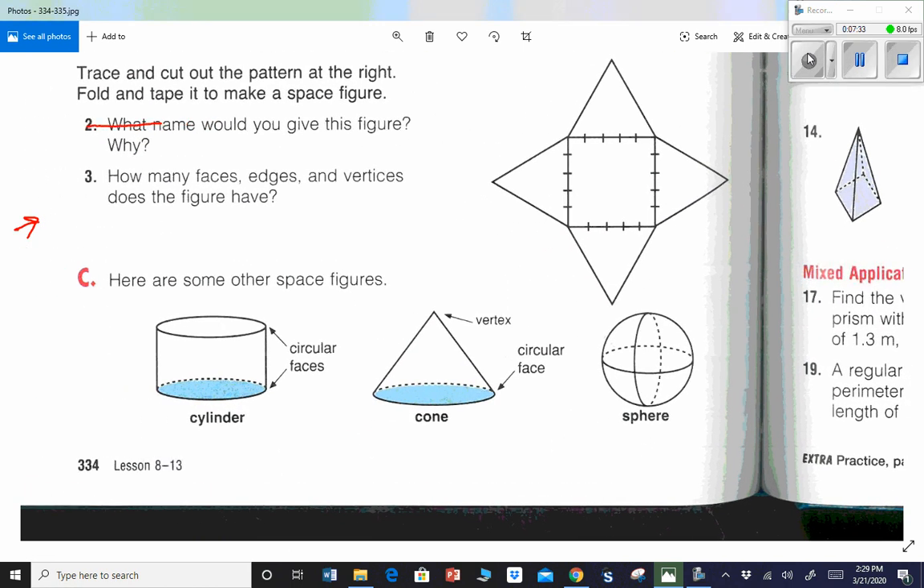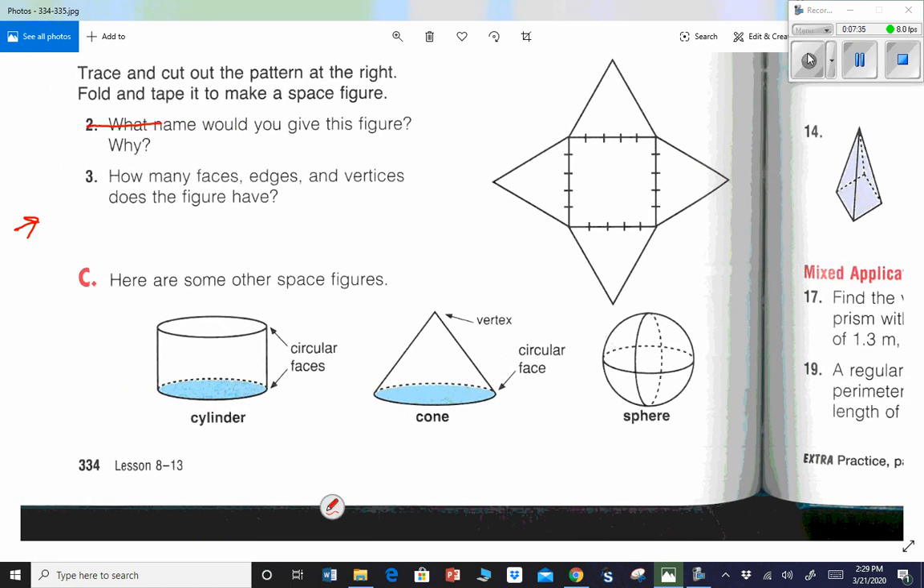Okay, a few other common space figures or three-dimensional figures. I call them geometric solids. That's another name for them. Would be cylinders. A cylinder is like a soup can. It has a circle on the bottom and a circle on the top.